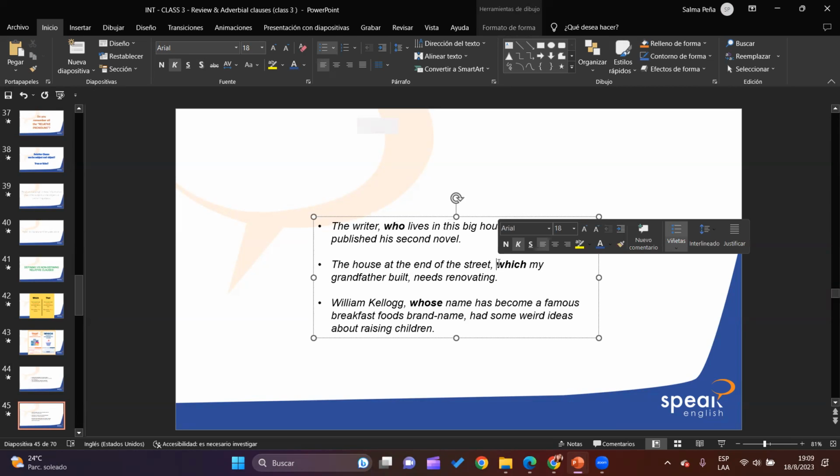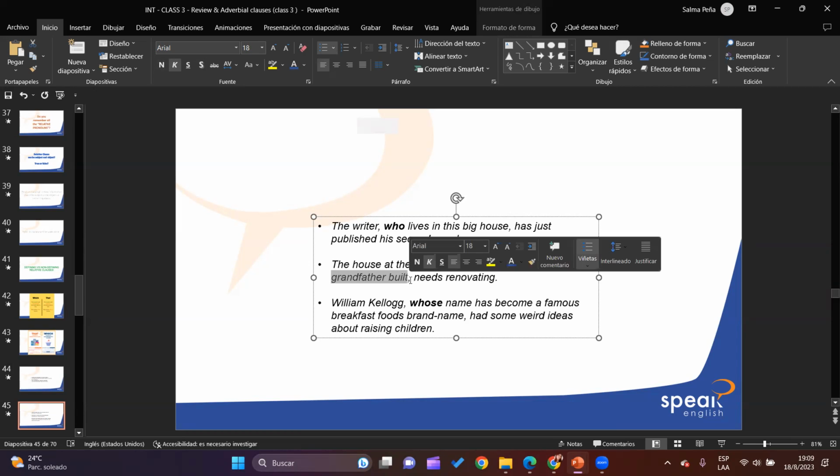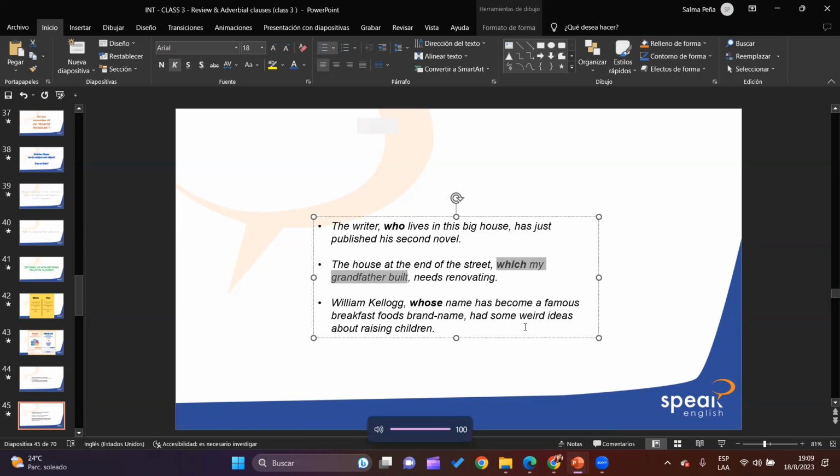Rocio, what about number 2? Which is the part that you can eliminate? Which my father built. This is the part that is not essential. You can eliminate it. Okay. I don't know what happened. I cannot hear you clearly. Maybe it's my connection because it has been a little bit awful today. But well, let's try it. And yes, that was the part that you can eliminate, which my grandfather built. And Martin, the last one, the part that you can eliminate.